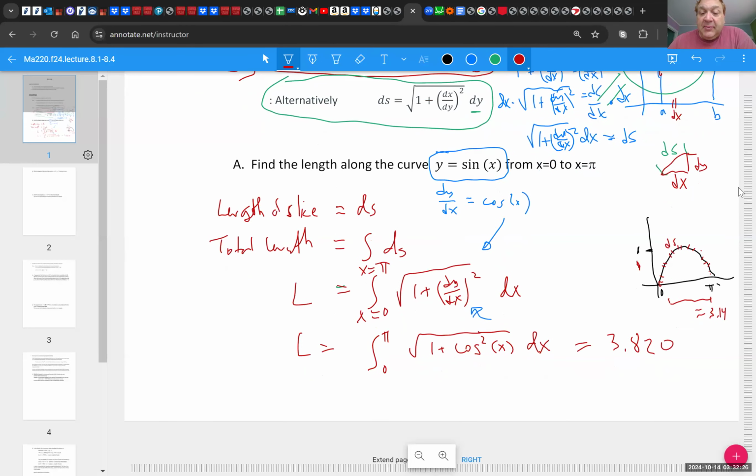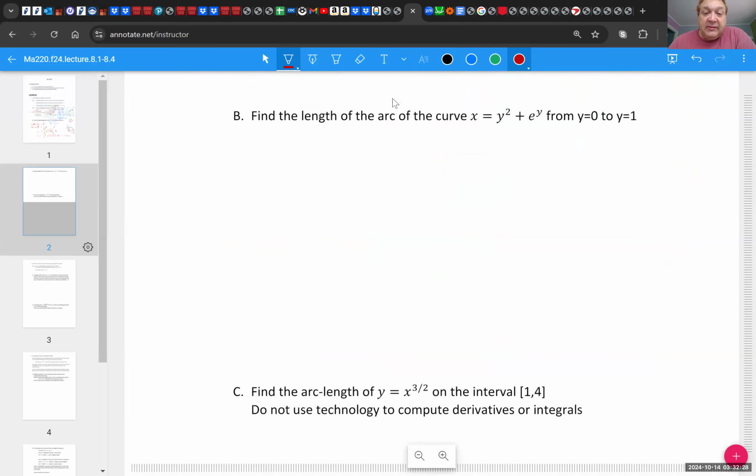I'll do a couple more examples, or maybe I'll do one and ask you guys to try one. So for my example B here, I'm going to find the length along the arc of a curve. Now this one I gave as y from 0 to 1. It doesn't really matter if we know what this looks like. You can go to Desmos if you like, or even Wolfram Alpha, and try to graph this thing. It doesn't really matter what it looks like. It's going to be something.